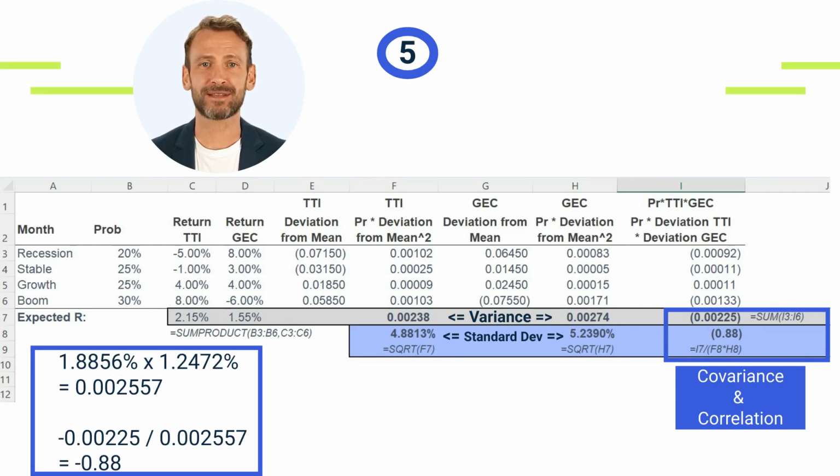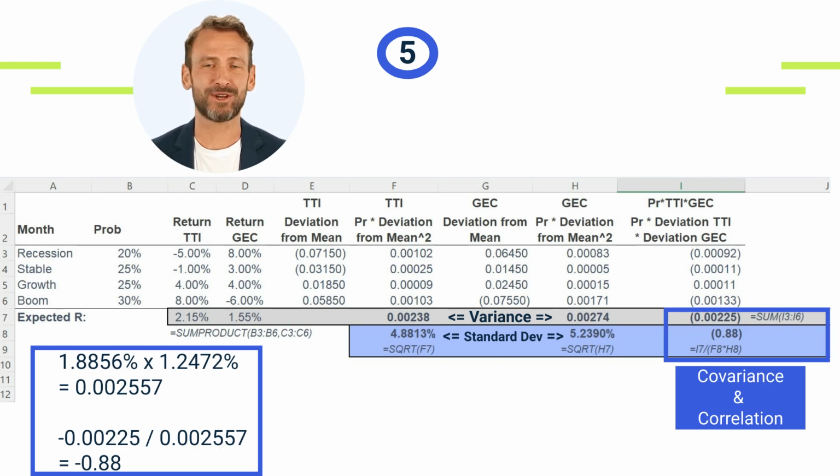To better interpret the magnitude in which the movement between TTI and GEC or any other pair of firms is positive or negative, we finally standardize the covariance by dividing it by the product of the standard deviations of both firms. First, we multiply the two standard deviations, 4.88% and 5.24%. The result we get is 0.002557, and this will be the divisor. We then divide the covariance, which is minus 0.00225, by the product of the standard deviations, which is 0.002557, and the result is negative 0.88.